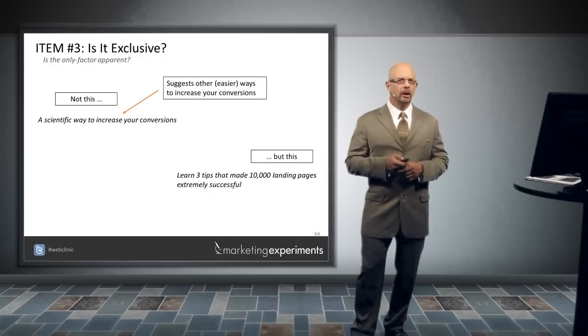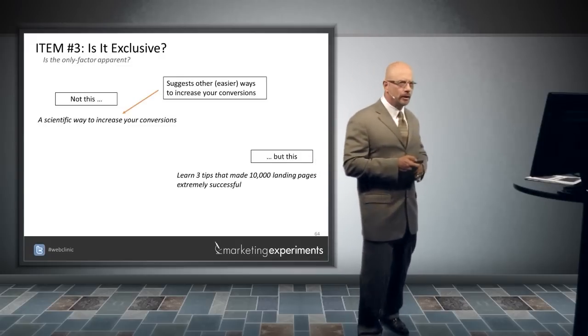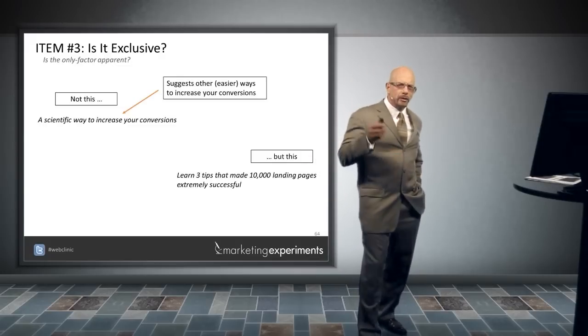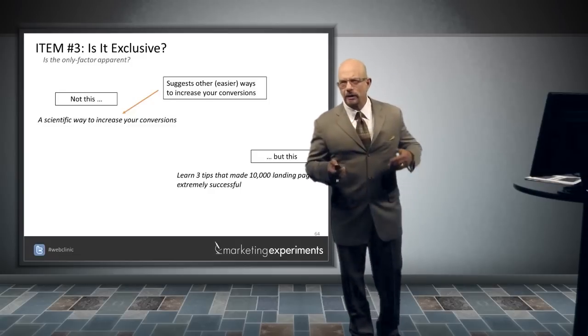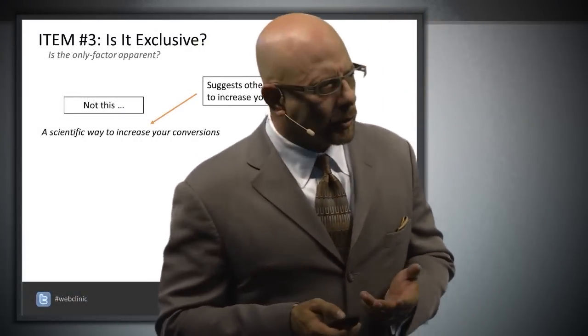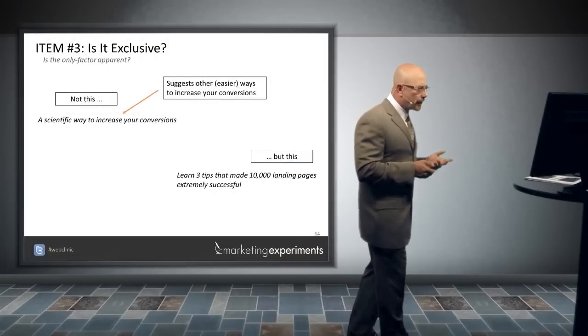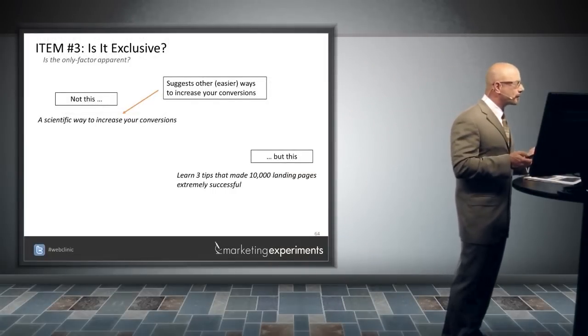But look at the difference. Learn 3 tips that made 10,000 landing pages extremely successful. You've got specificity. You've got something very, very clear, and it feels like an only factor, because who else is claiming that they have had 10,000 landing pages tested in order to present 3 tips? Do you see how there's an implied only factor here? It makes a dramatic difference.